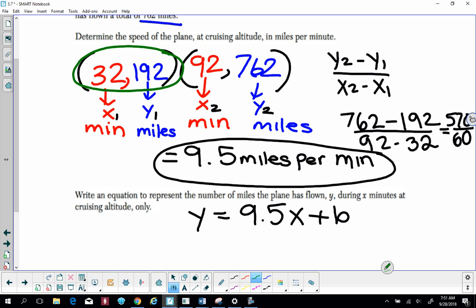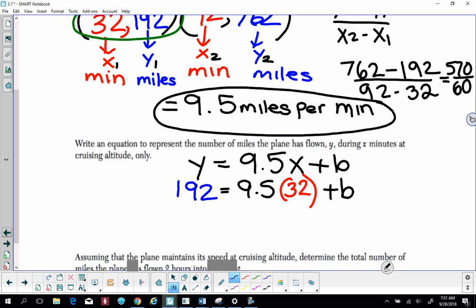So for y I would plug in 192 equals 9.5, and instead of x, I would plug in 32. Just make sure you're plugging them in the correct places too. Some people like to plug in x into y because it's first. So make sure you guys are plugging them in the right places. Then we just solve. What is 9.5 times 32? What is it? 304.